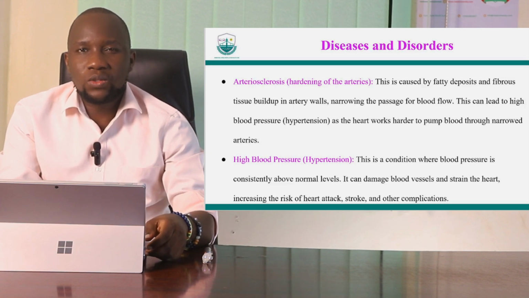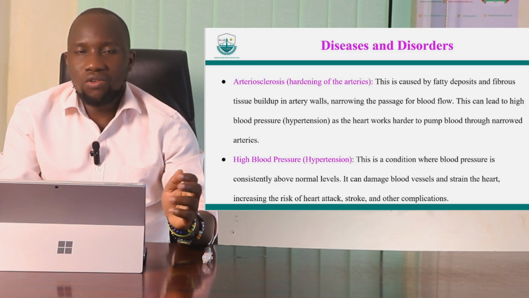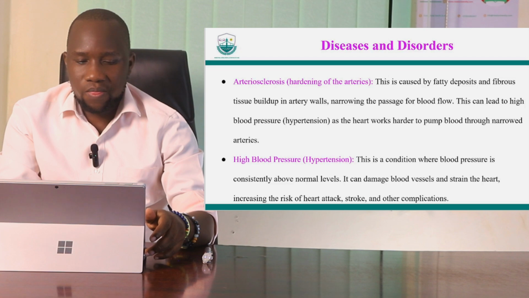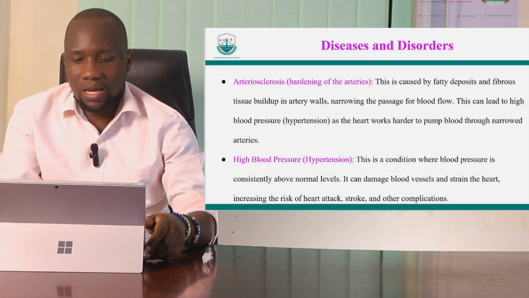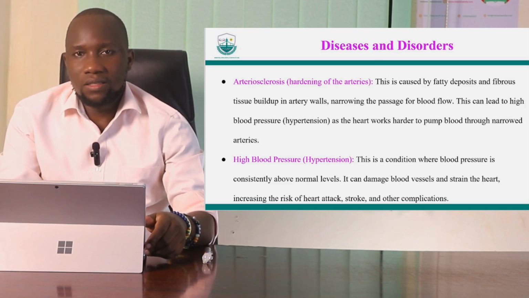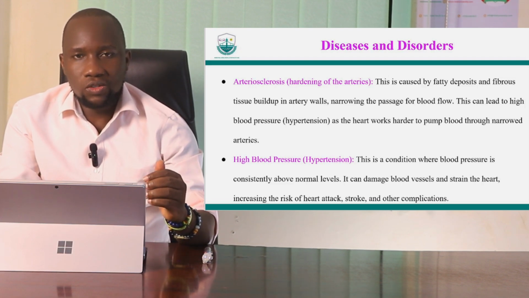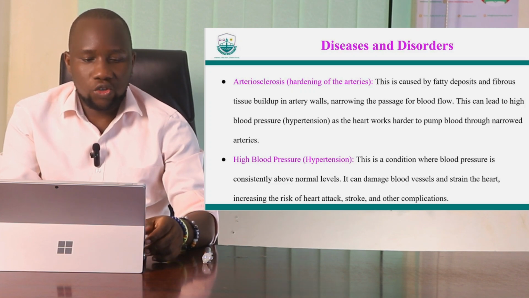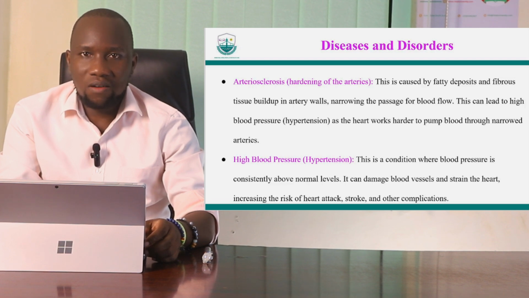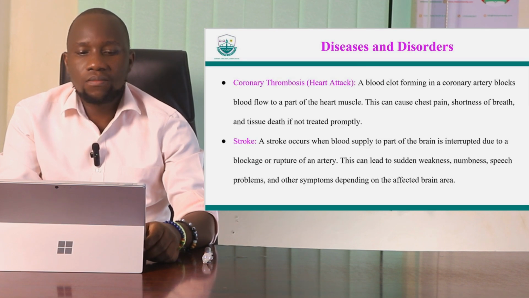And then the same thing also happens to people who have hypertension. Hypertension is when you have high blood pressure. Okay. This high blood pressure also damages the blood vessels, and also strains the heart. This means that the heart is overworking, it is being overloaded, and that contributes to heart failure with time. So you have issues to do with heart attack, stroke, and other complications.